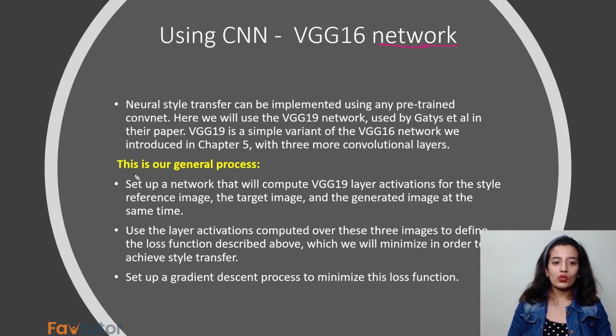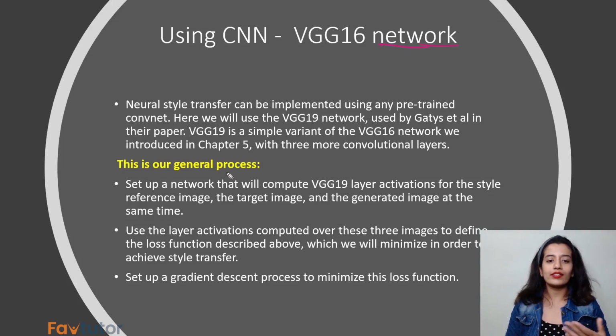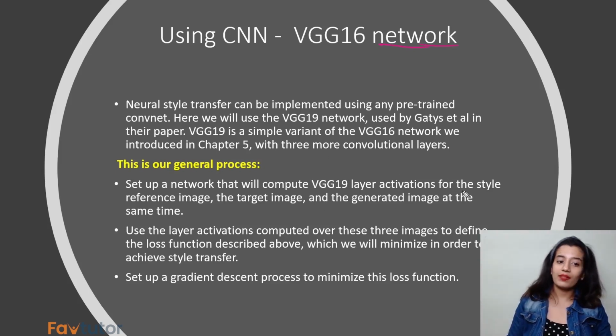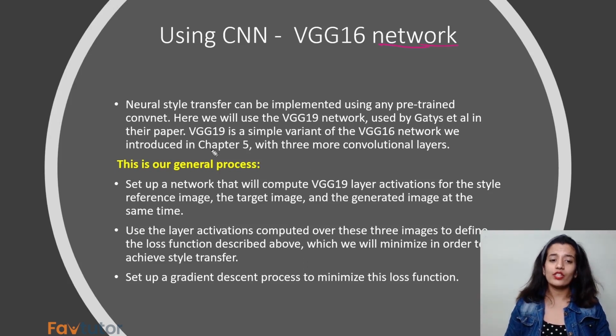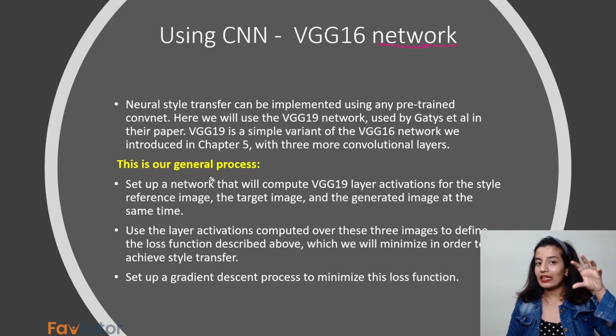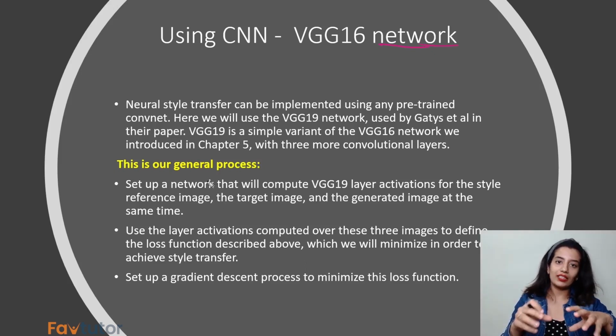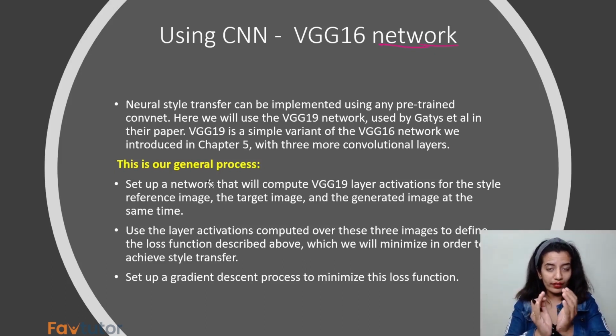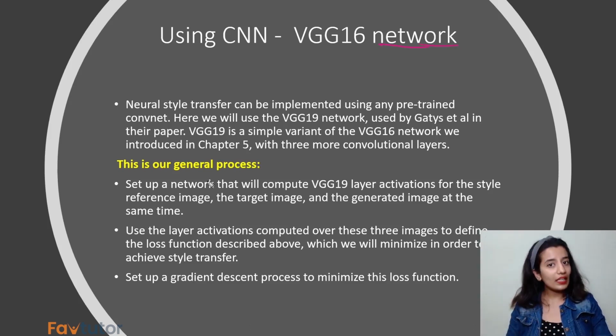Okay, so in our general process, what will we do using these neural networks, that is the convolutional neural network? Set up a network that computes VGG layer activations for the style reference image, the target image, and the generated image at the same time. That means you have to provide that network the reference image, the content image, and a placeholder for the output, which is the generated image.